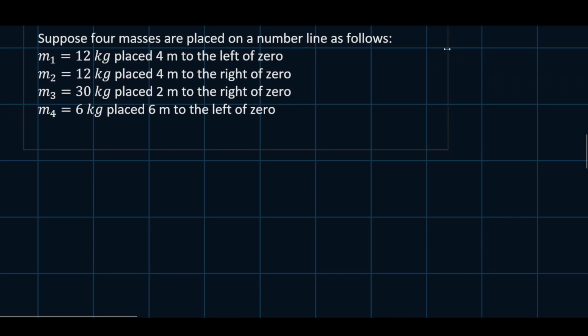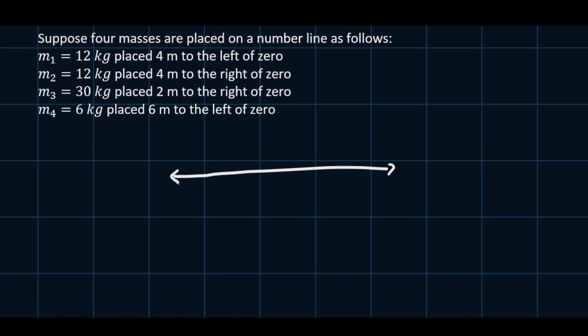Okay, let's consider this example. Suppose we have four masses which are placed on a number line as follows. We have that the first mass measures 12 kilograms placed 4 meters to the left of 0. The second mass has 12 kilograms placed 4 meters to the right of 0. The third has 30 kilograms placed 2 meters to the right of 0. And the last one weighs 6 kilograms placed 6 meters to the left of 0. So of course, it will be very helpful for us to sketch an illustration that will show this scenario.